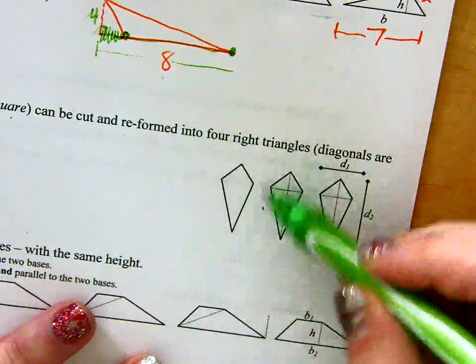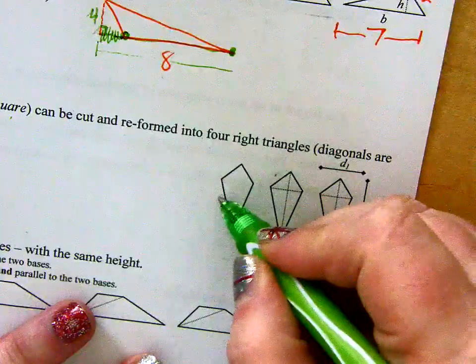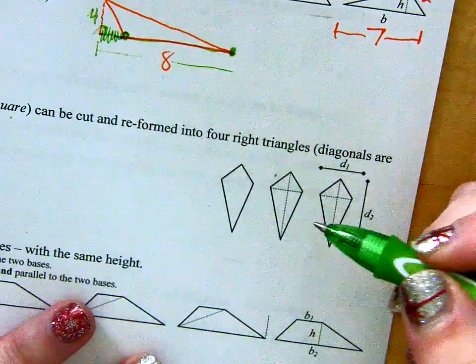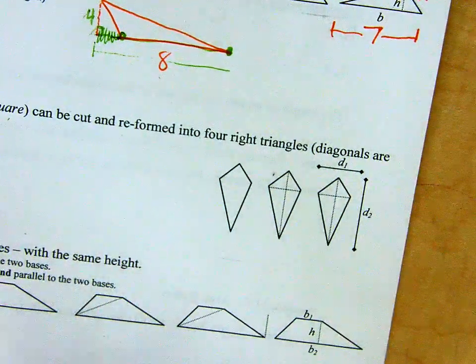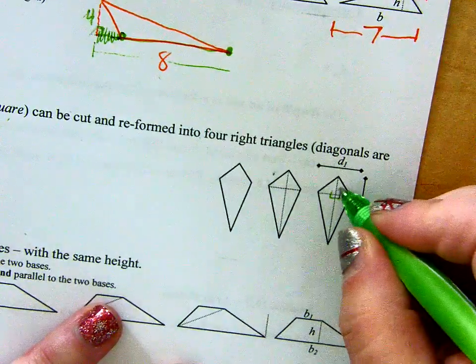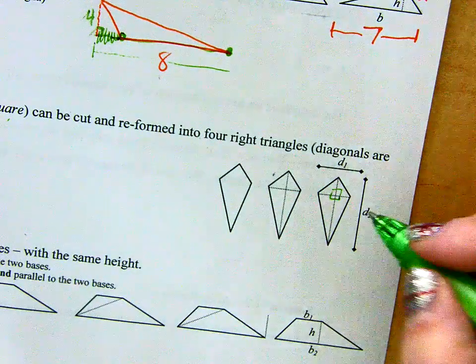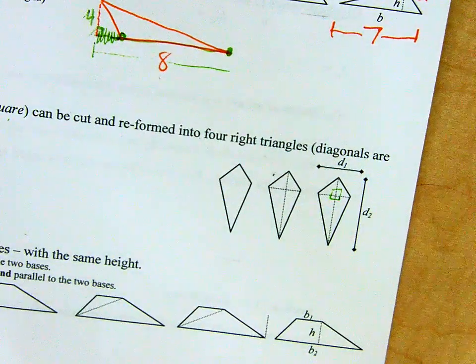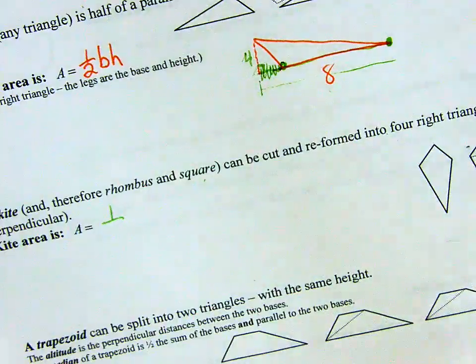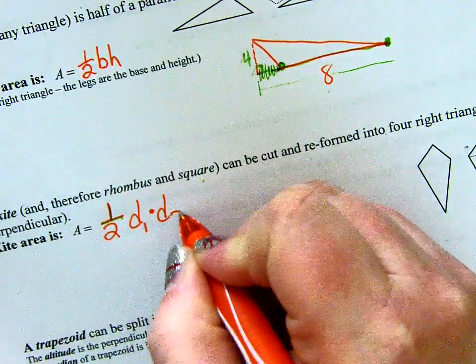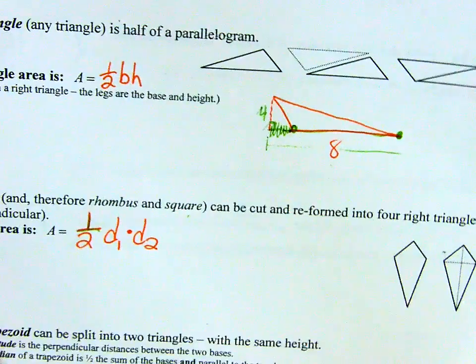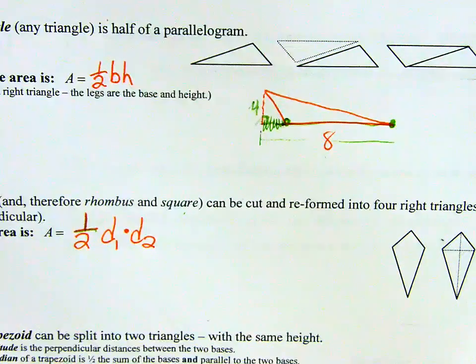You ready for this? It's so cool. So here's a kite. Remember what kites are? They have 2 pairs that are congruent, and then the bottom 2 pairs are congruent. Remember this? Their diagonals are what? Perpendicular. Okay, cool. So basically it's shapes that have perpendicular diagonals. I can take 1/2 the product of those 2 diagonals. So there's our formula. 1/2 diagonal 1 times diagonal 2. What? Are you sure? I'm sure.